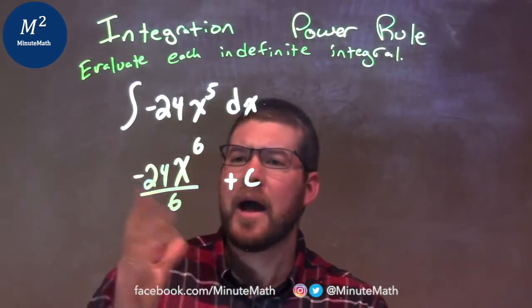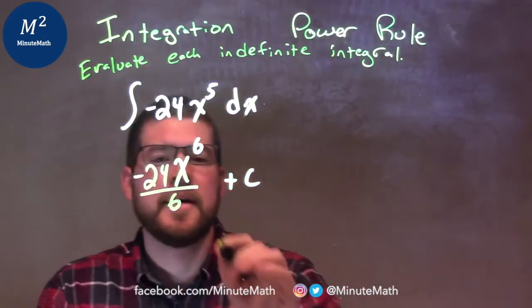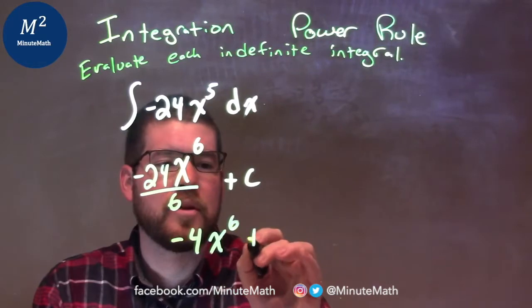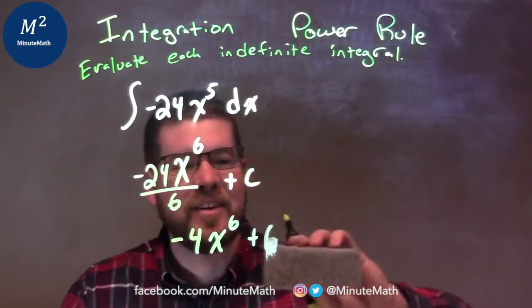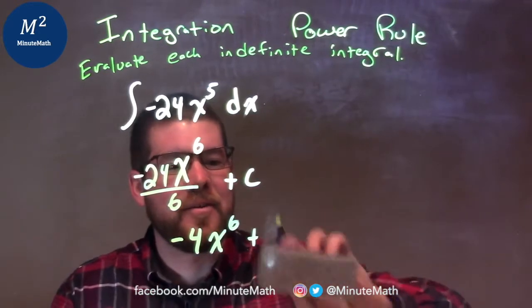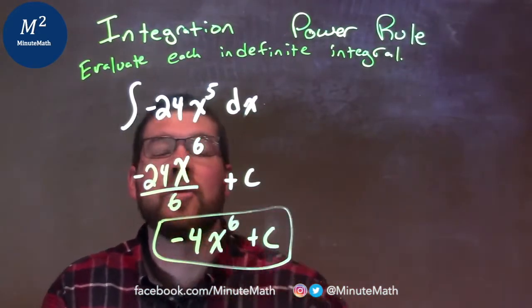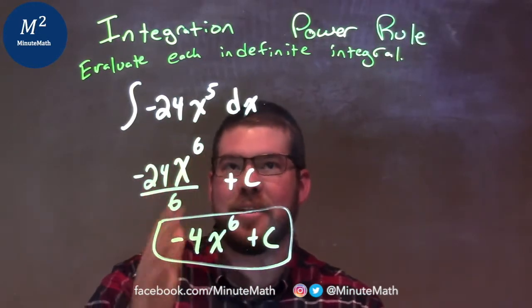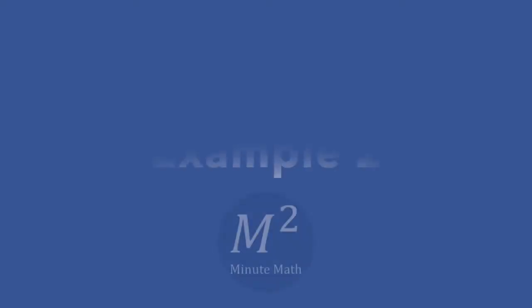Okay? Well, I can simplify this. 6 goes into 24 4 times. And so we have a negative 4x to the 6th power plus c. Oops. Plus c, not 6. We've got 6's on the line right here. Plus c. And there we have it. Our final answer, our integral. We found the indefinite integral right here. So negative 4x to the 6th power plus c.